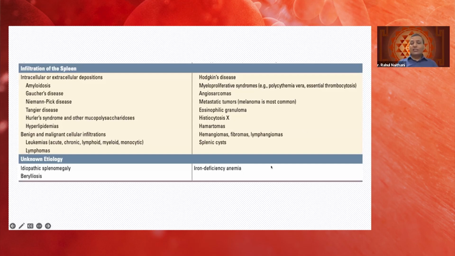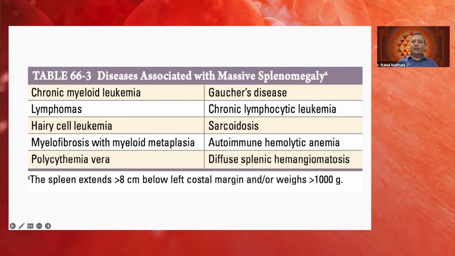So iron deficiency anemia, especially in children, 15% can have splenomegaly. Severe vitamin B12 deficiency sometimes comes with splenomegaly. And then, of course, there can be idiopathic splenomegaly. Now we'll come to our topic for today, massive splenomegaly. As we remember, massive splenomegaly is defined as a spleen which is more than 8 centimeters below the costal margin or weighs more than 1 kg.